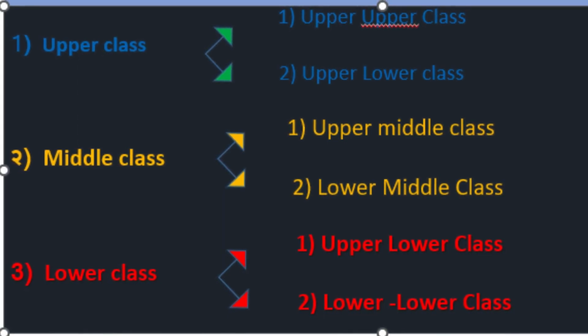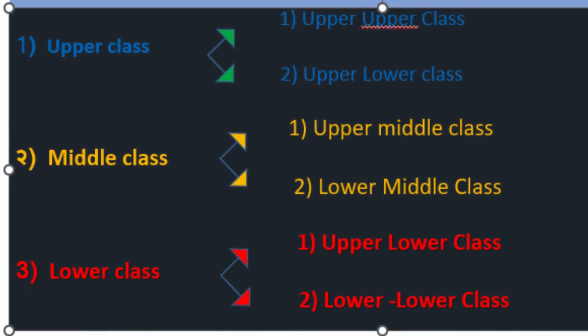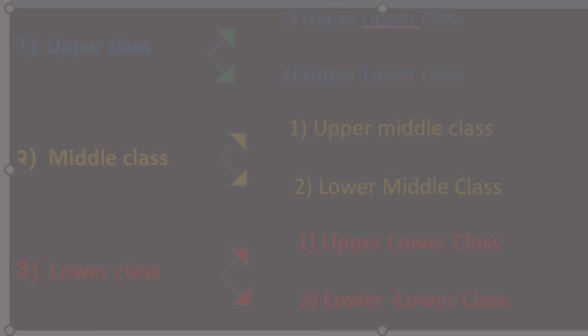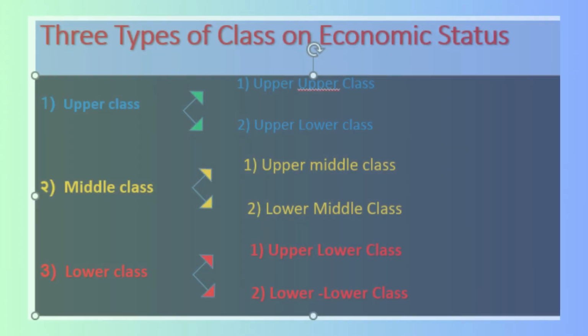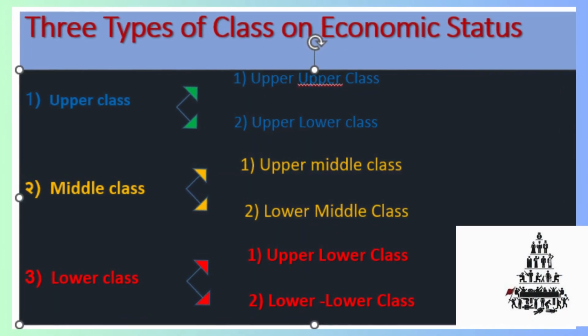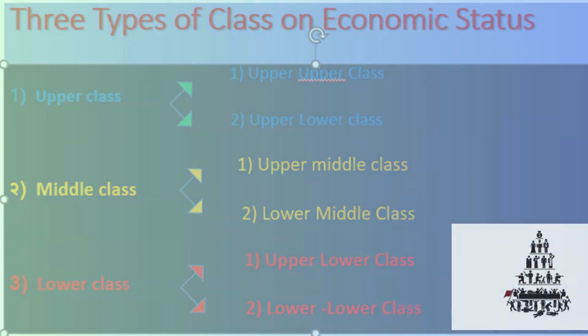In the upper class, he included the upper class and the upper lower class. Within the middle class, there is the upper middle class and the lower middle class. Similarly, in the lower class, there is the upper lower class and the lower class. This classification illustrates how our society has different classes based on economic status.